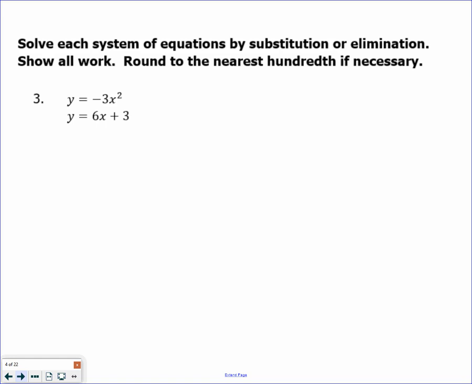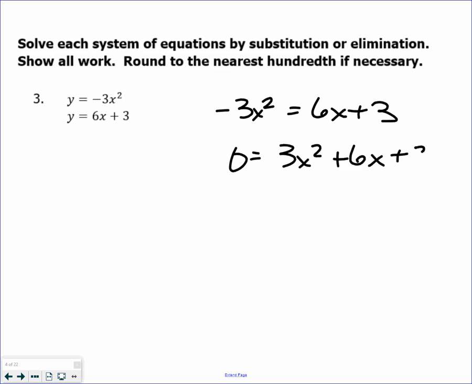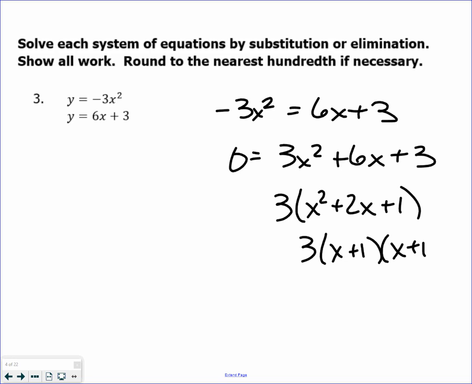Last one. Or I should say, there's one more here. Sorry about that. Set the two equal to each other. I'm going to add 3x squared so that everything's on one side. Now, you have options here, and this one's actually not factorable. Actually, it is factorable. I can take a 3 out, and it factors: x plus 1 times x plus 1. So I set these equal to 0, and I get x equals negative 1.